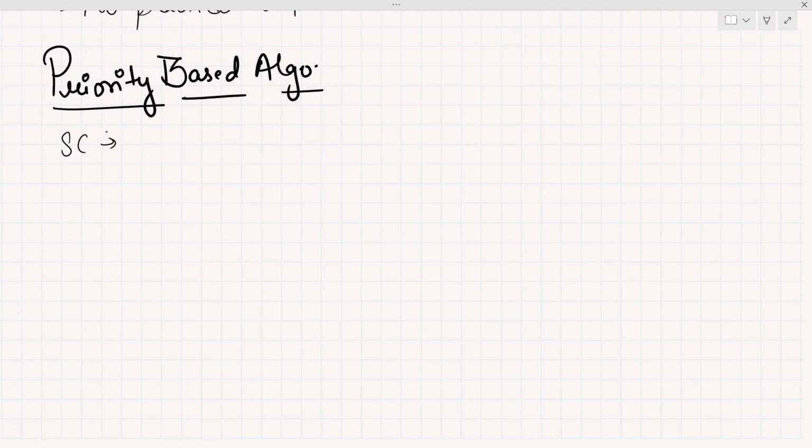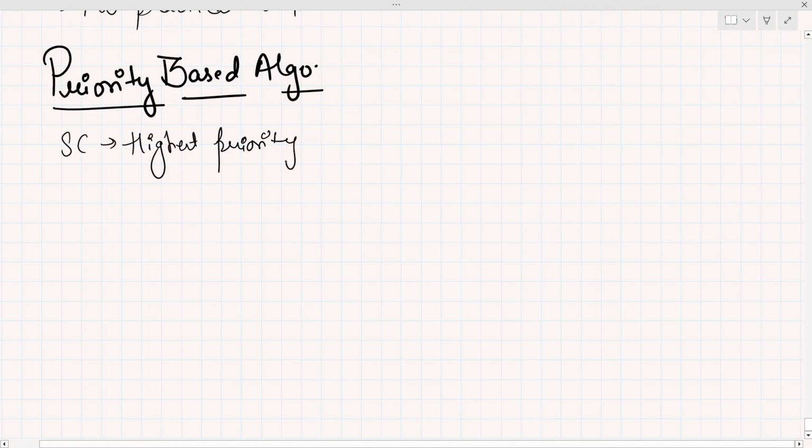In this case we are not going to look at the burst time, whose burst time is bigger or whose is smaller. No, we are not going to do this in this type of scheduling algorithm. We first see the priority. If the priority is high for a particular process, we select that process for execution, no matter whether its burst time is very big or very small. So this is the scheduling criteria: the highest priority process first will get the CPU.